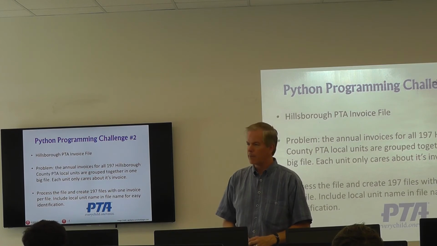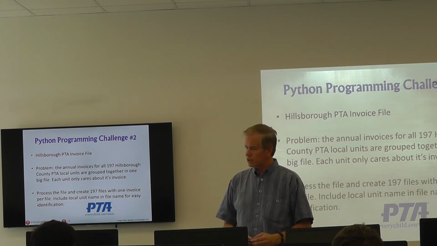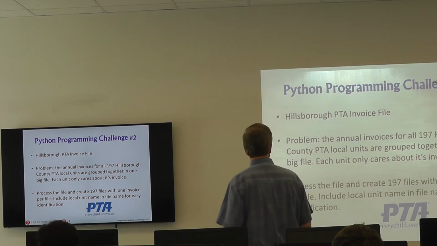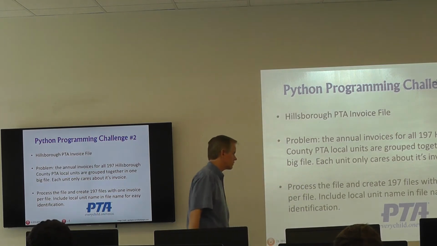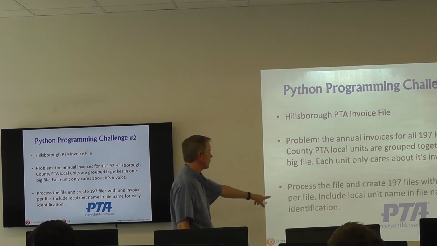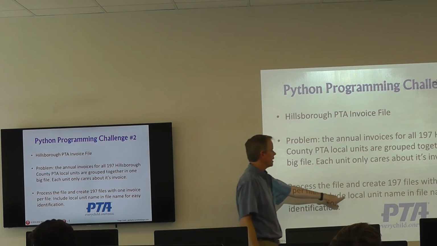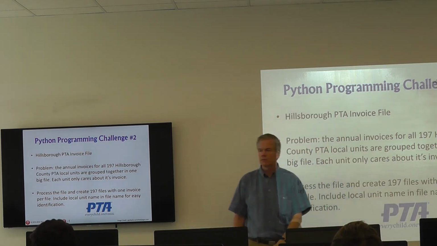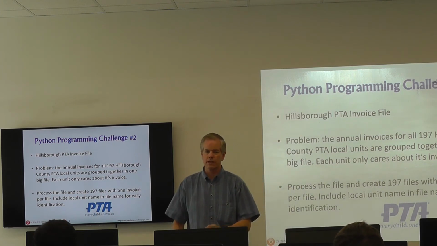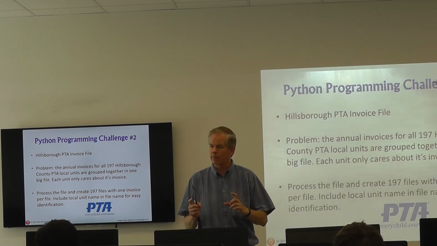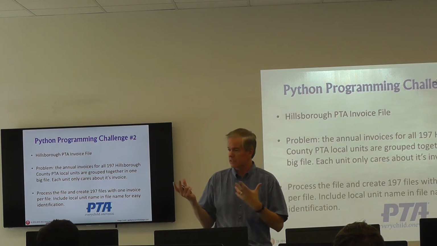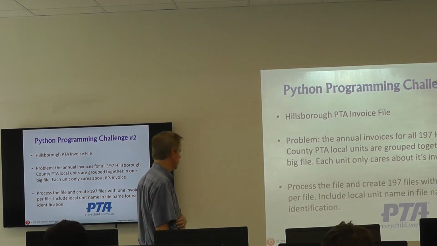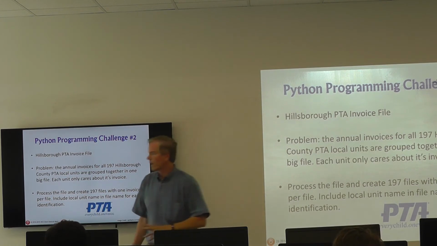Well, we've got mad Python skills, right? We should be able to do this, right? Okay? So we want to be able to process the file and create 197 or 214, whatever it is, with one invoice per file. Now here's the other trigger. Include the local unit name, Smith High School, Sickles High School, whatever, in the file name, right? Because we're going to produce a zillion files, so we want to make sure that the file name actually says which PTA unit it belongs to. So let's take a look and see what we're actually dealing with here.